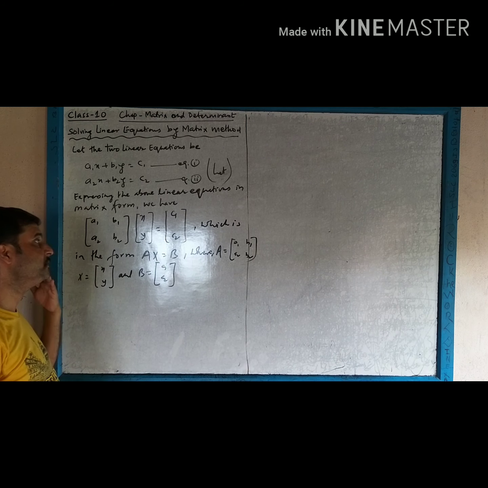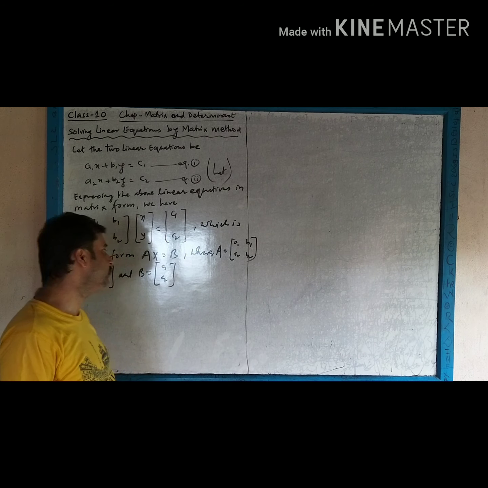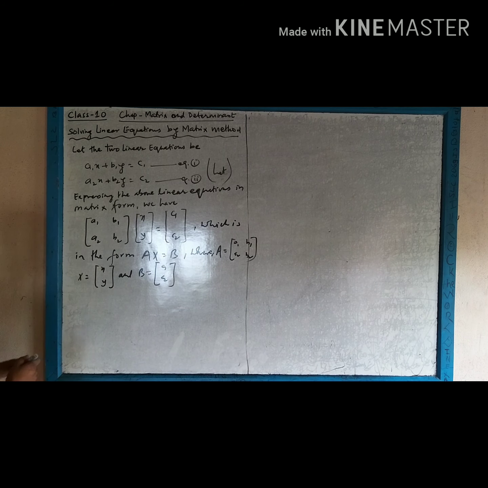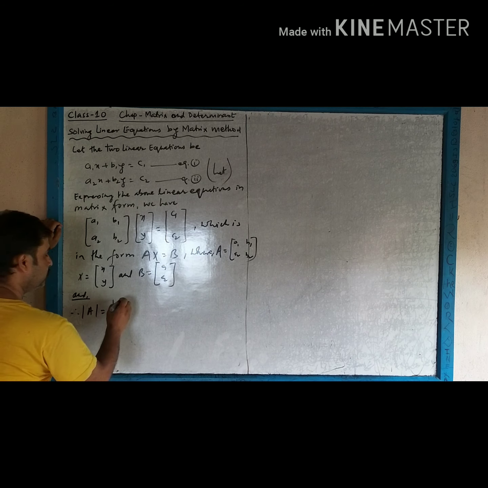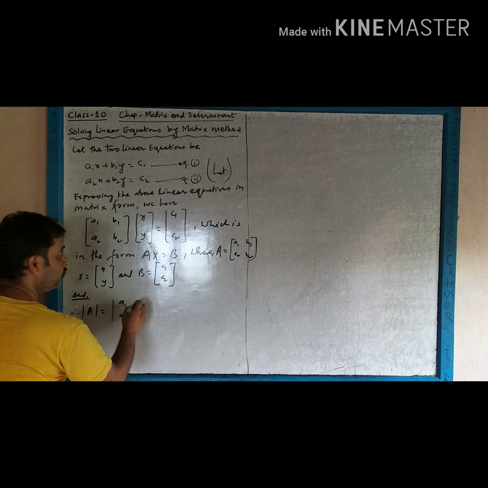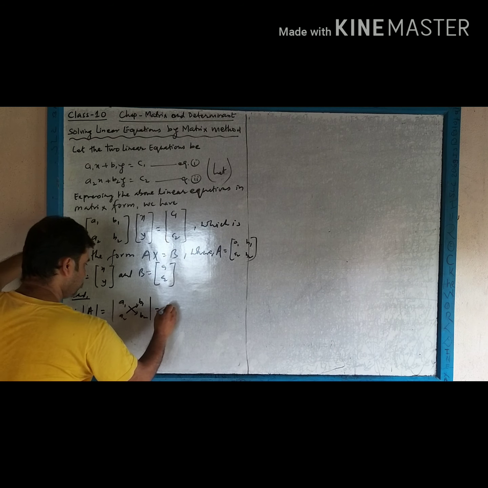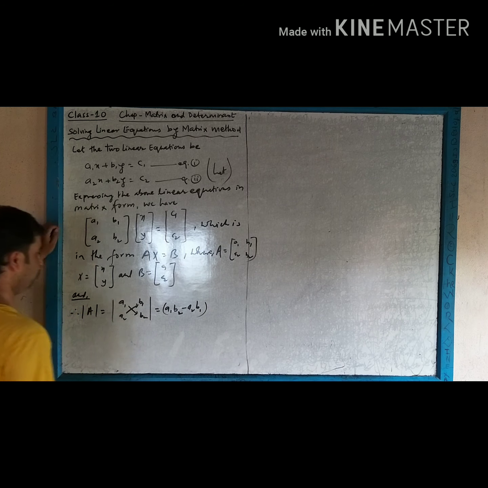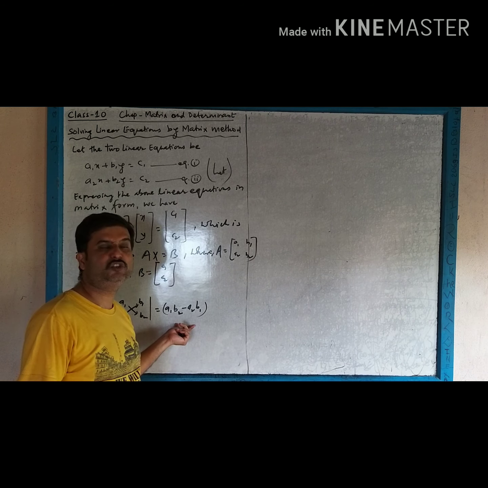Now, to solve these linear equations by matrix method, first of all we need to find the determinant of A. Therefore the determinant of matrix A will be equal to the determinant of a1, a2 and b1, b2. Cross multiply. The result is a1b2 minus a2b1. Let's assume that this is not equal to 0.